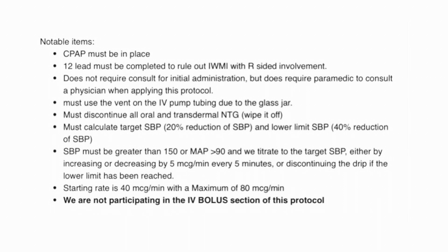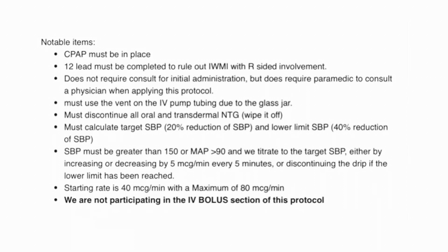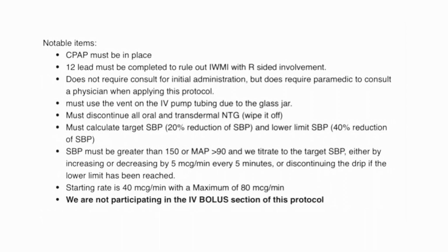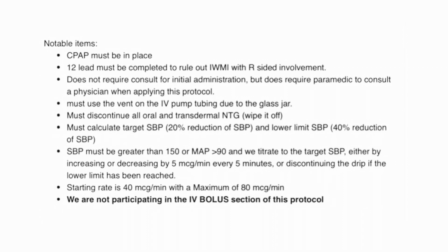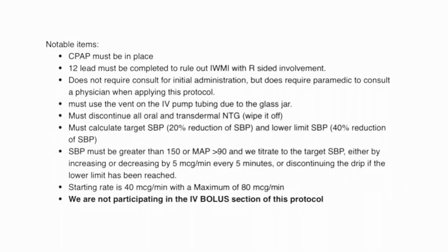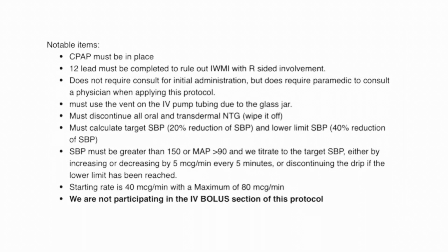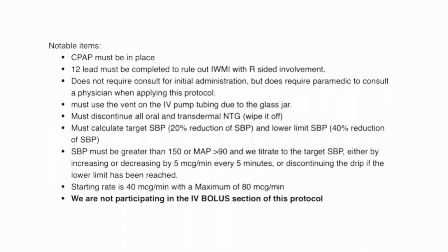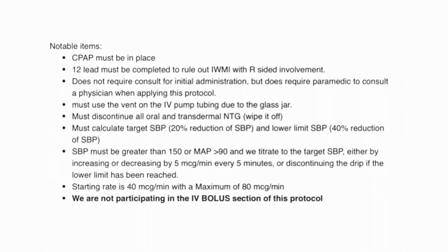Make sure you've calculated your target systolic blood pressure and your lower limit blood pressure. Pay great attention to the flowchart that we've been provided. That will tell you when to increase the drip or when to discontinue the drip. Reminders that your starting rate is 40 micrograms per minute and your max rate is 80 micrograms per minute. And we are not participating in the IV bolus section of this protocol.